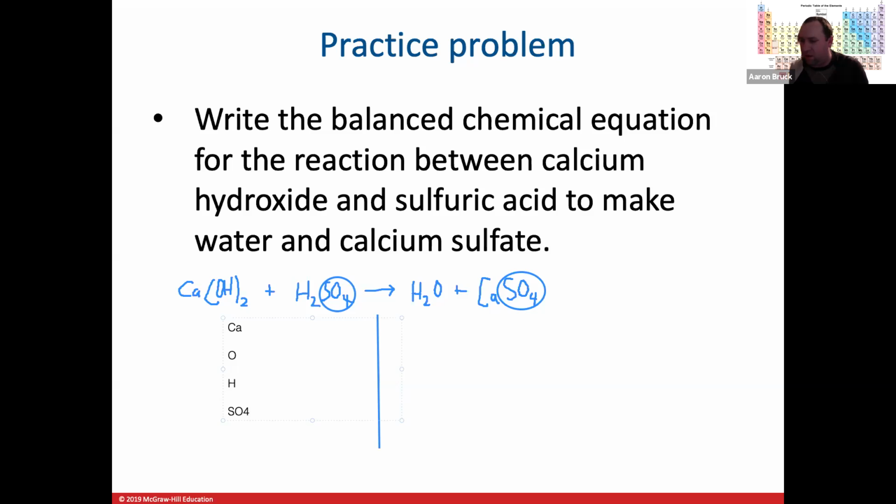Now, in other types of double replacement reactions, you usually are able to pick out more ions than those, but because the hydrogen and the hydroxide turn into water, it's not going to be as easy to see that way. So on the flip side, calcium, oxygen, hydrogen, sulfate.